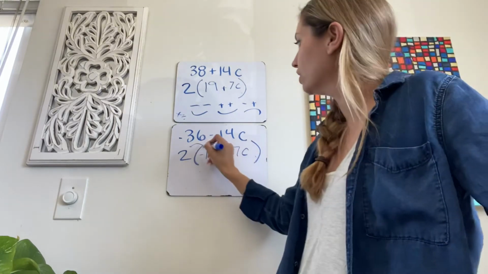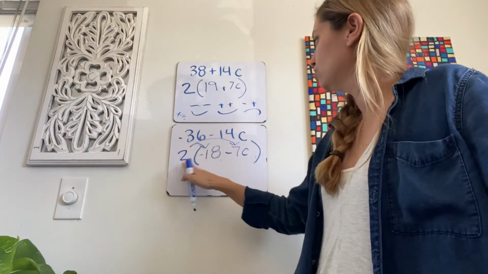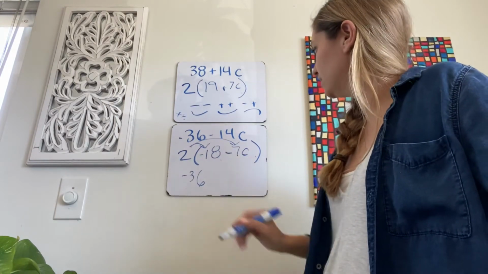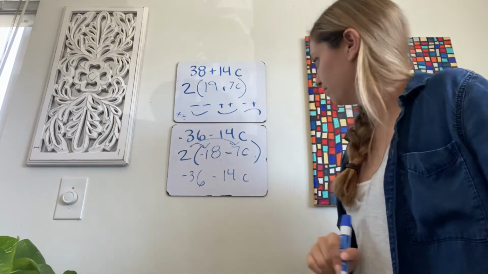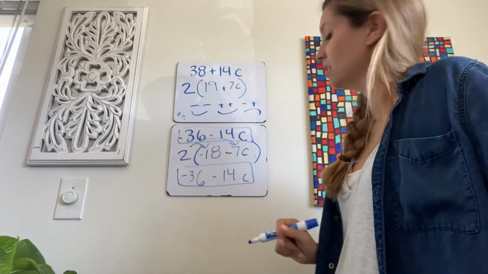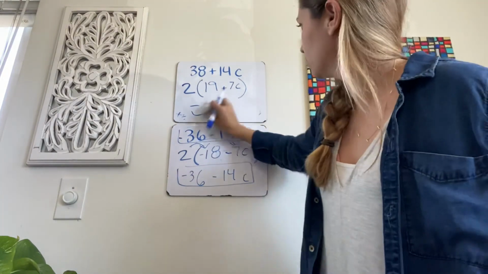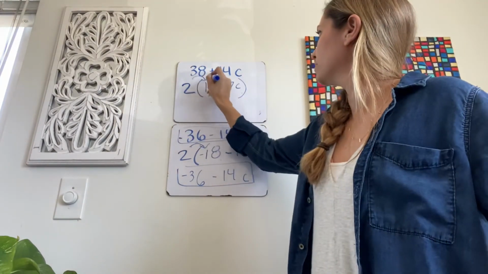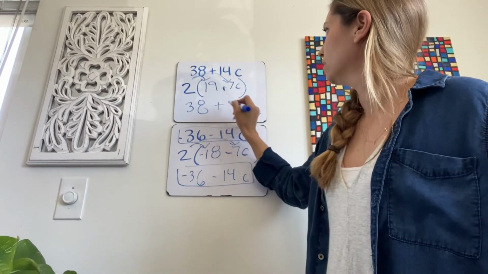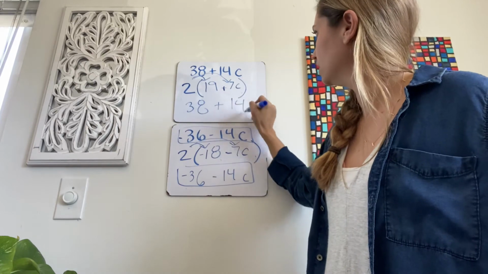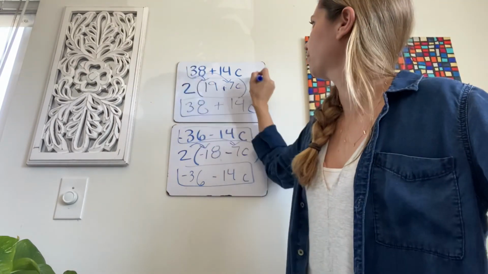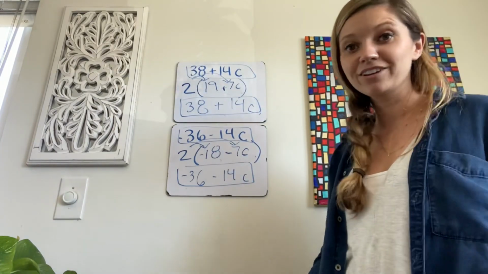If you want to test your work, just like always, you just distribute. 2 times negative 18 is negative 36. 2 times negative 7C is negative 14C. Does it match? Yes, it does. We didn't do that for the top, so if you want to see that as well, let's make sure. 2 times 19 is 38. 2 times 7 is 14. You keep the C. And it matches. All right, good luck. I hope that helps you out.